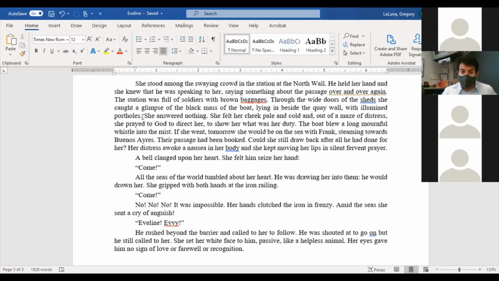Yeah, great. Well put. This is, I think, what's so heart-wrenching about this story. You know that she can get out and she'll have a better life in Buenos Aires, living with her husband, being happy, and she can't do it. She can't get on the boat. And it's a sort of cinematic scene where Frank is being pushed up with the crowd onto the boat. She's still standing on the dock. He's calling out to her, and she's just standing there, frozen. And it's like, well, why isn't she going on? And it ends: her eyes gave him no sign of love or farewell or recognition.